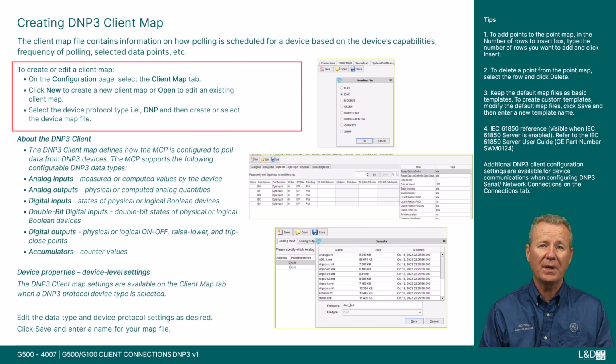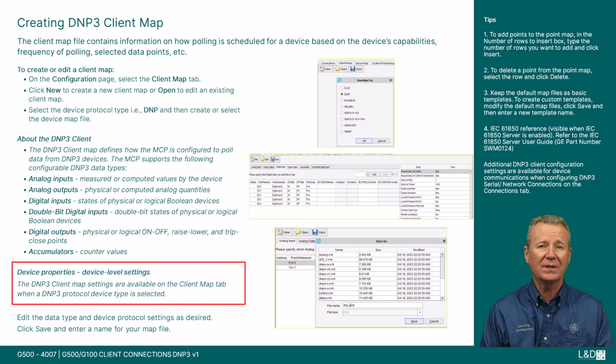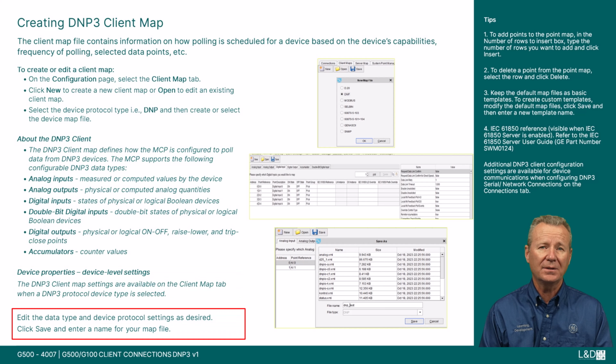To open a default map file, click Open and select the desired file, or click New to create a new map file. Settings are available on the Analog Input, Digital Input, Accumulator, Double Bit Digital Input tab, and Analog Output/Digital Output tab on the Client Map tab. Device properties, device level settings. The DMP3 client map settings are available on the Client Map tab when a DMP3 protocol device is selected. Edit the data type and device protocol settings as desired. Click Save and enter a name for your map file.